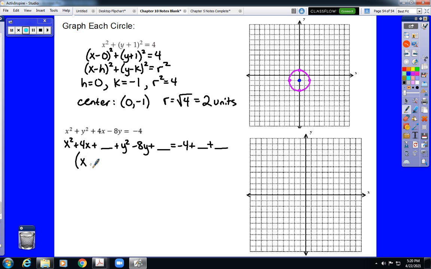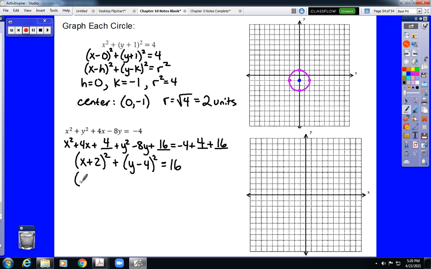So again, that would be x plus 2, quantity squared, because 4 divided by 2, squared, is 4, which goes in the same first blank over there, plus y minus 4, because negative 8 divided by 2, squared, is 16. Add those up, that equals 16. So geometry students, you should recognize this equation because it's the one on your notes, because that is the same equation written in standard form.